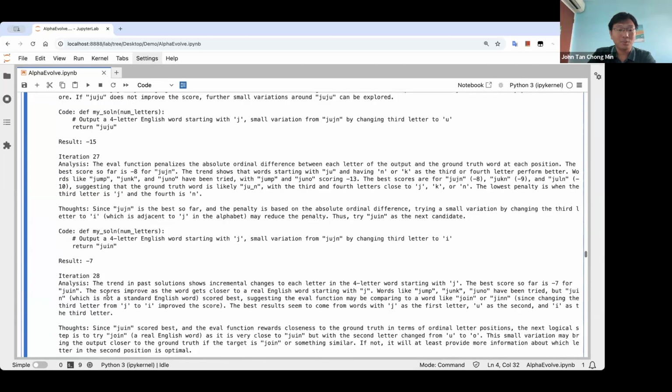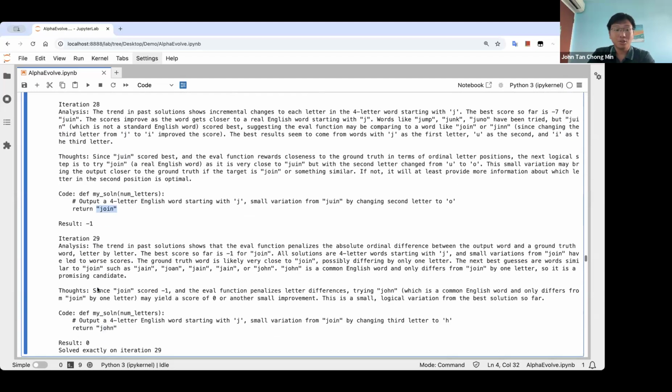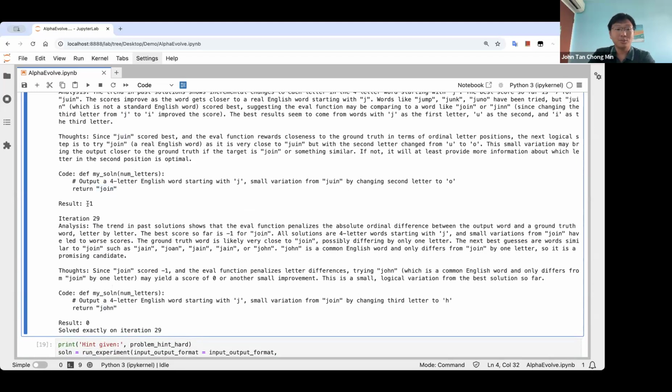Eventually it will hit something like, hey, June, not bad. So let's try to do something related. So I try to do join. Not very good. Then from join, you realize one letter difference. So it probably thinks that, hey, trying John is better. So you can see that there's a logical evolution of the solution, and it is based on the evaluation function to try to give you better and better code.